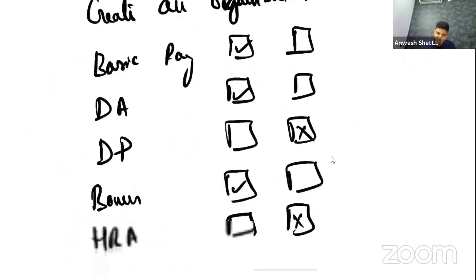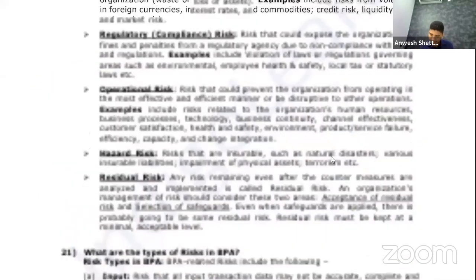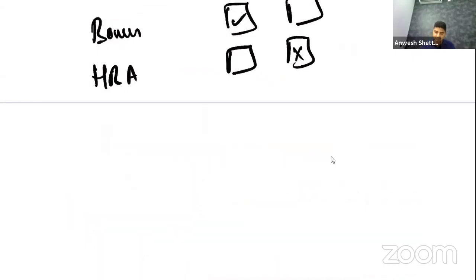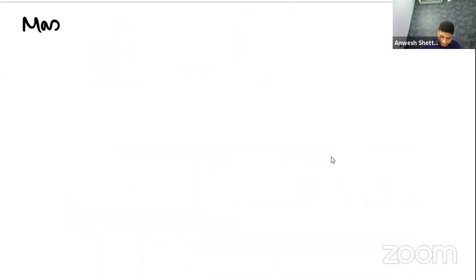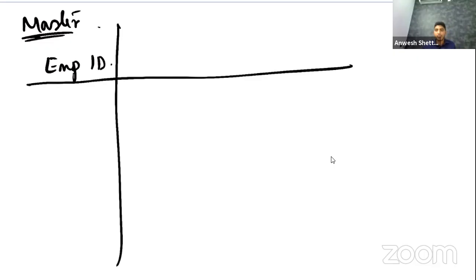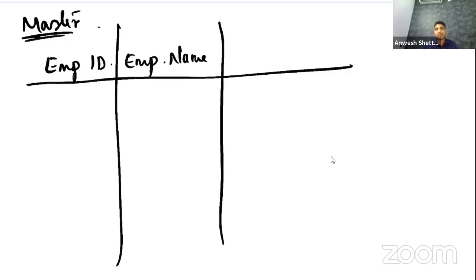I am talking about master data now. If I'm going to talk about master data, what are the details I'm going to add? I'm going to say employee ID. So this is going to be one column. Then employee name, another column. Then class of the employee. He may be A category employee, B category employee, C category employee, whatever. That is the class or the category of the employee.